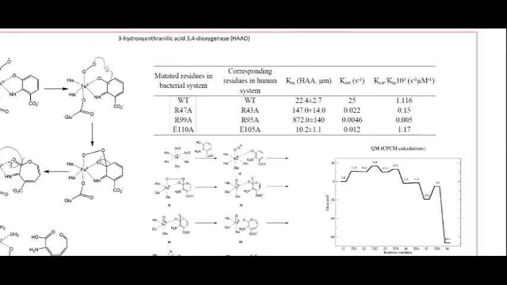So this is just some kinetic parameters here. I have these circled or boxed here, but these are the corresponding residues in the human system. And so we can see when they got rid of these arginines or this glutamate here, that this lost quite a bit of activity. Well, the glutamate didn't seem as important, so it actually started binding a little bit tighter, about twofold tighter, but it still lost a bit of activity right there.